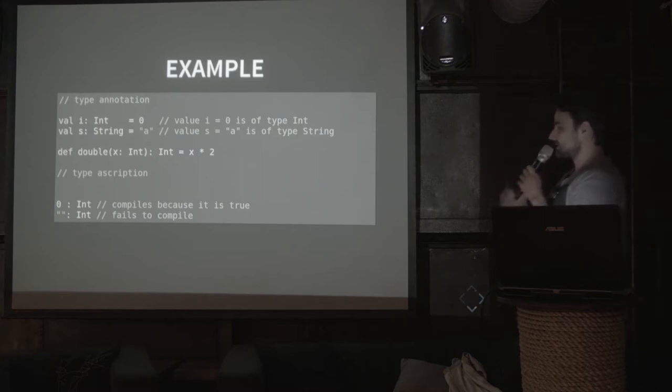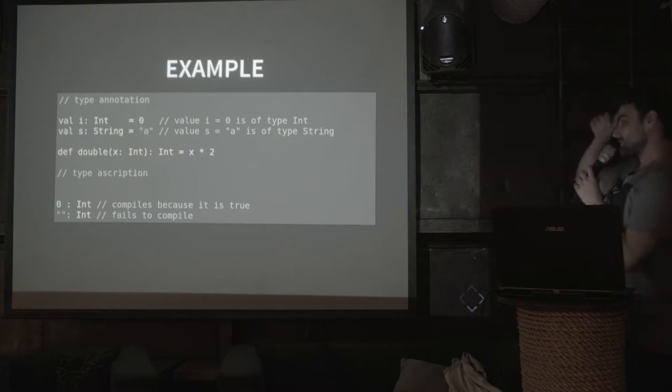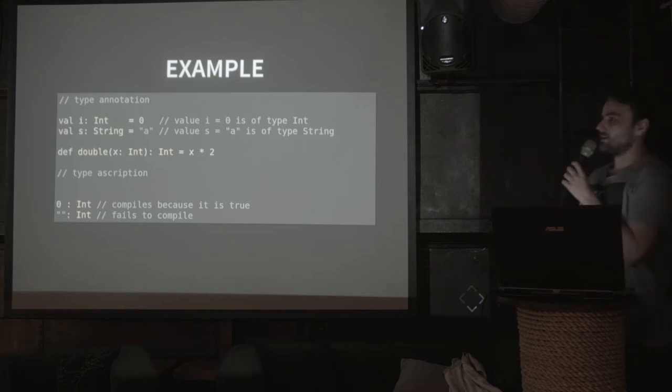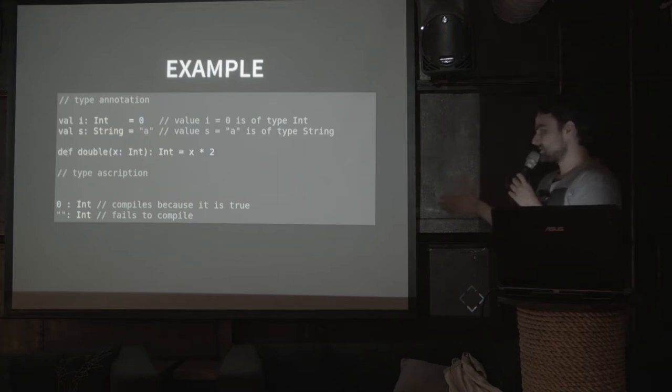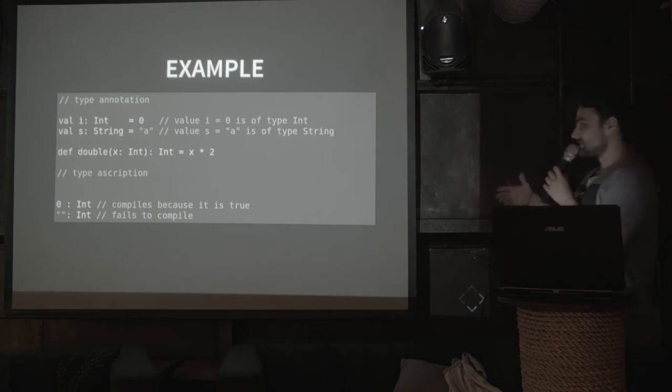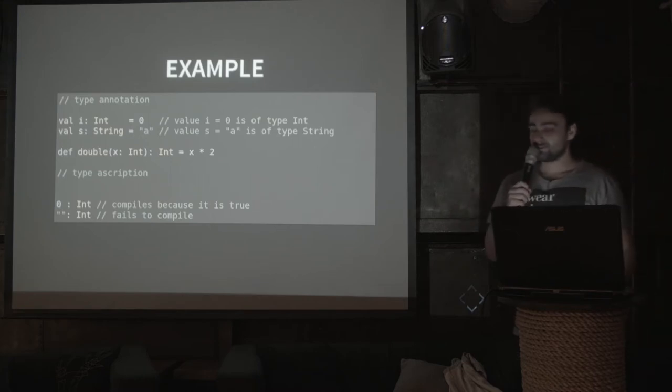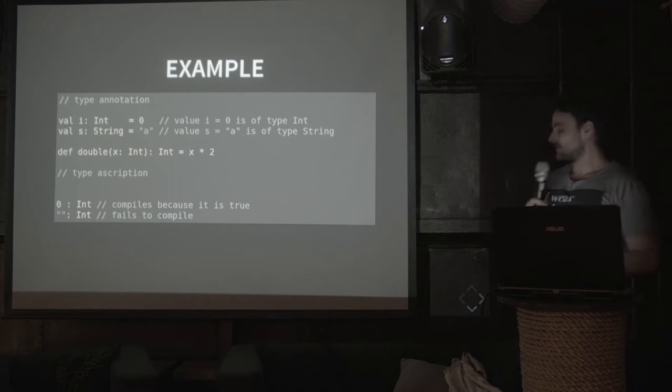Very similar to that is type ascription, which we see below. It indicates that we expect this value to be of this type, and if the compiler cannot prove that this value has this type, then compilation will fail. It's mostly used in Scala projects to upcast, or just to make sure, or force the compiler to check something for us.